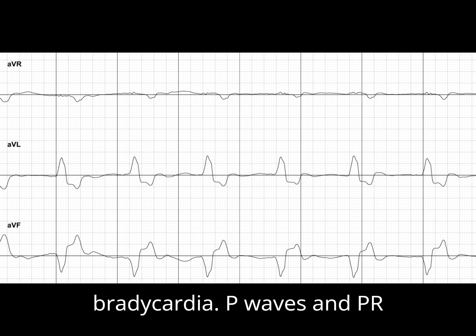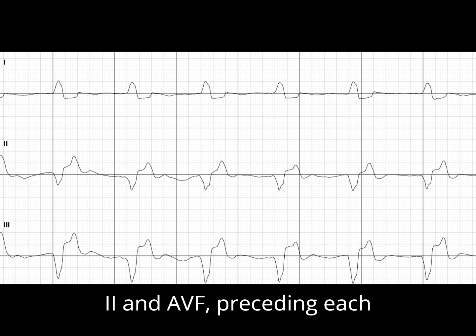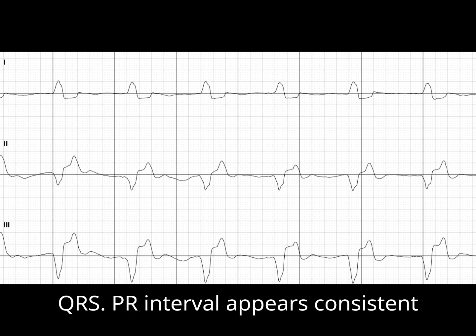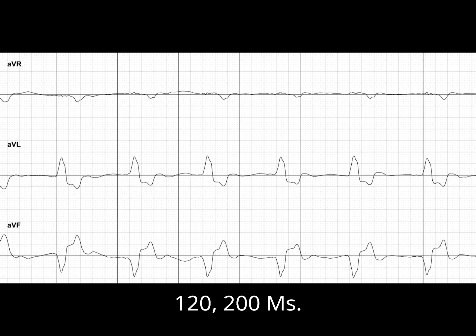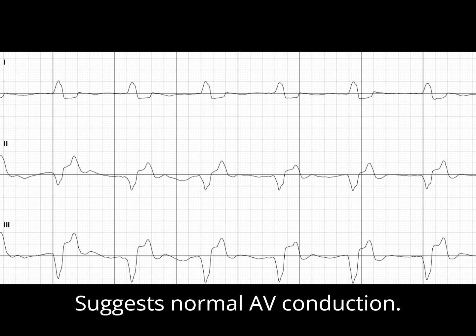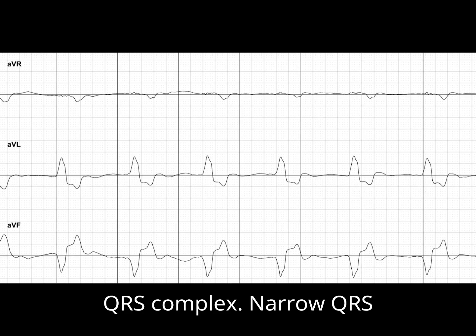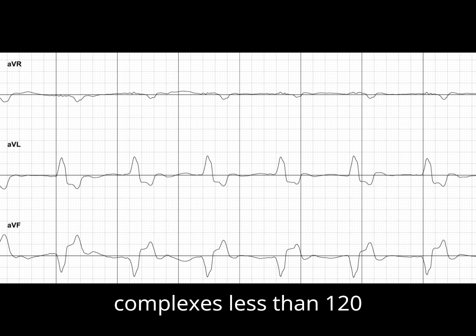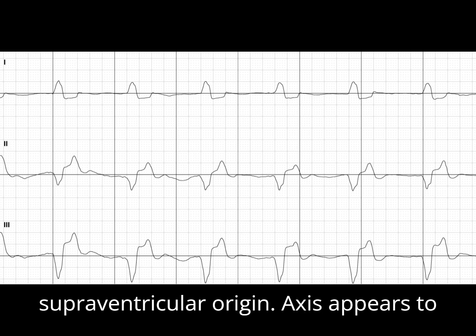P waves and PR interval. P waves are best seen in leads II and aVF, preceding each QRS. PR interval appears consistent across beats and within normal limits, 120-200 ms. Suggests normal AV conduction. QRS complex. Narrow QRS complexes, less than 120 milliseconds, throughout, suggesting supraventricular origin.